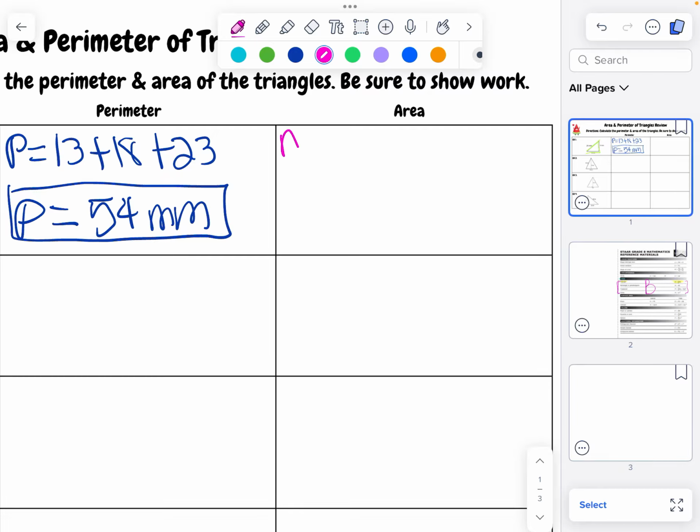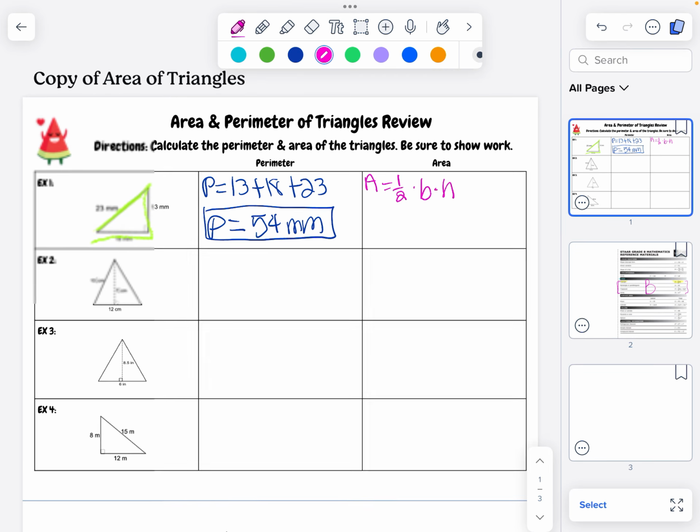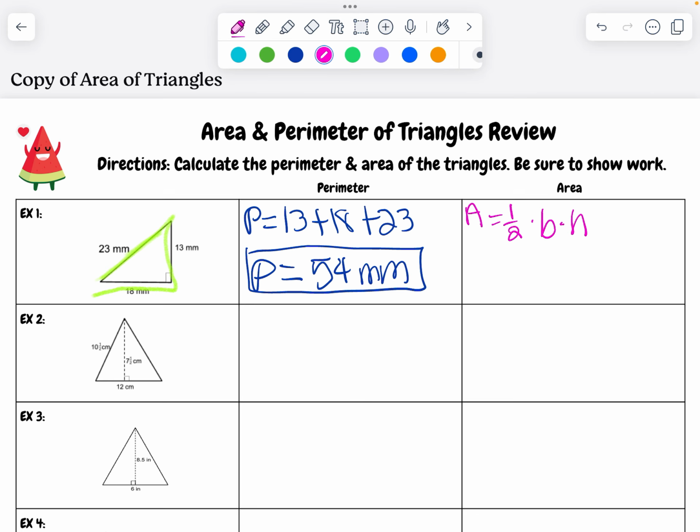So the formula that I'm going to be using is going to be 1/2 times the base times the height of the triangle. Okay, so if we go back over here, one thing I want to point out is that the base and the height is going to be the line that connects the right angle. So like this, and these are my base and my height.